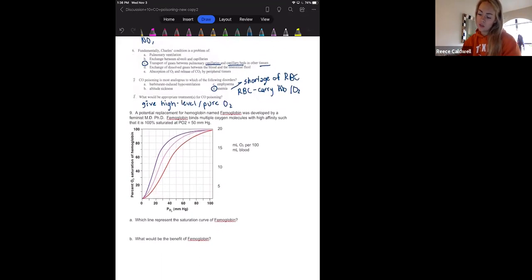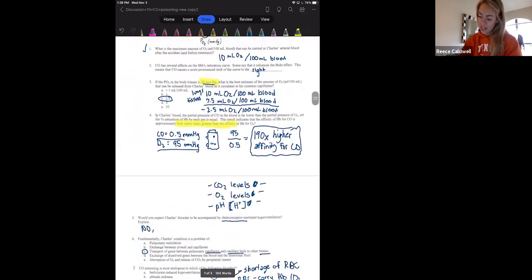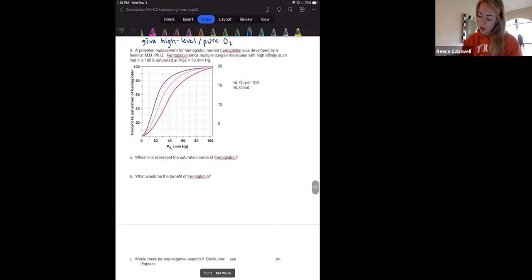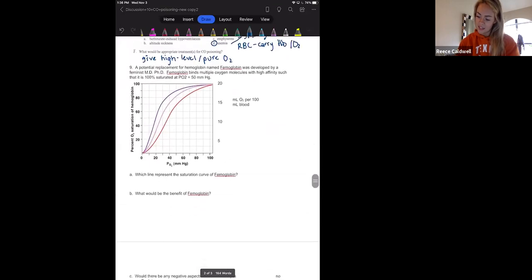Okay, awesome. So that was it for this first case study. And now we are going to look at this next one. So this is looking at this molecule called hemoglobin, developed by a feminist. So go us, female power. I like the name of that, hemoglobin. I think that's pretty cool that she didn't just name it like, Dexiglobin or something. She incorporated the female in there.